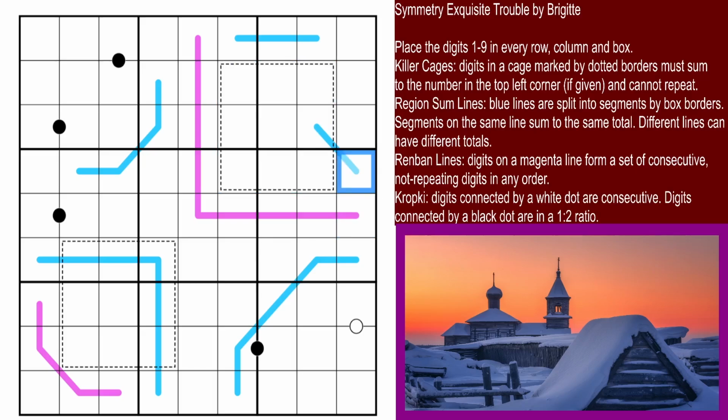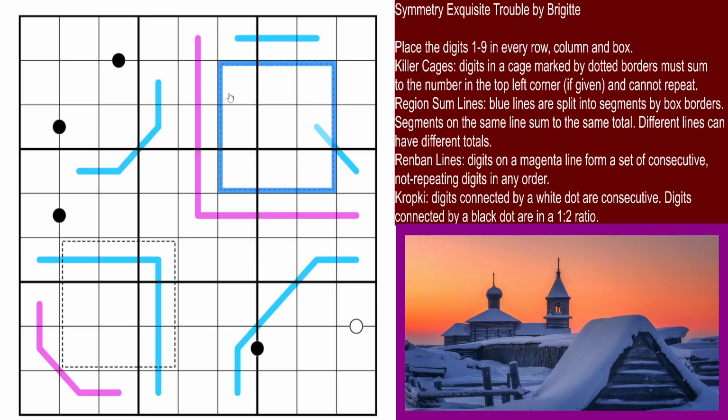Normal Sudoku, that is, place the digits 1 to 9 in every row, column and box. So in every row, every column, and every box, we should place the digits 1 to 9 such that the digits do not repeat. Killer cages: digits in a cage marked by dotted borders must sum to the number in the top left corner and cannot repeat. Here we see that there are two killer cages, and the number is not given. That means the only constraint is that the numbers cannot repeat here.